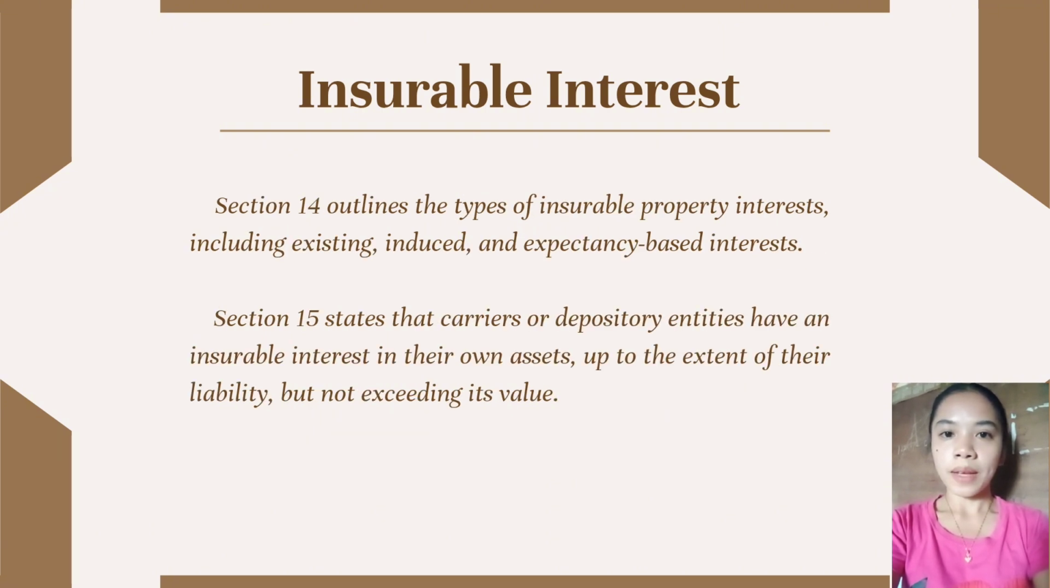According to Section 14, the types of insurable property interest include existing, induced, and expectancy-based interest. According to Section 15, carriers or depository entities have an insurable interest in their own assets up to the extent of their liability but not exceeding its value. So, an insurable interest is a relationship with a person or thing that supports insurance policy issuance. It exists on the date of the insurance execution and risk occurrence, while an insurable interest in a person's life and health must exist when insurance takes effect.